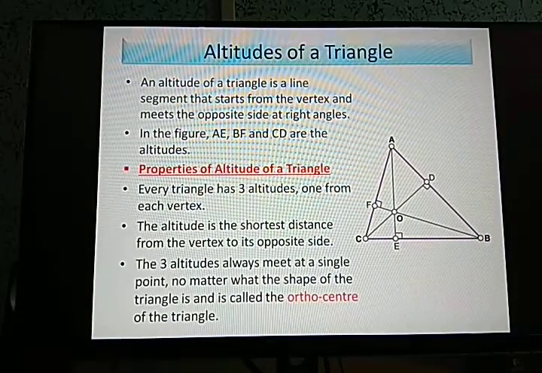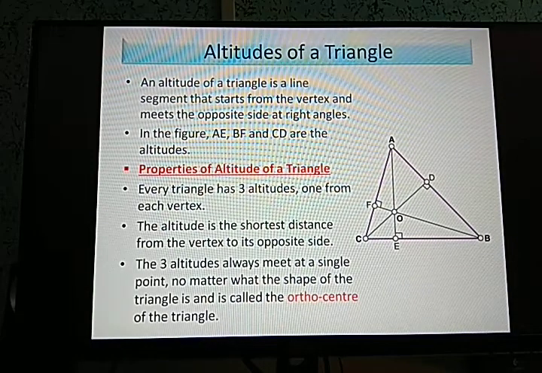Now there are three altitudes as you can see, and they also meet at one point, and the meeting point is called the orthocenter of the triangle. So this point O is called the orthocenter. Just like in the median it was the centroid, here in the case of altitude it is called the orthocenter. Clear? So that's all in this video for today.